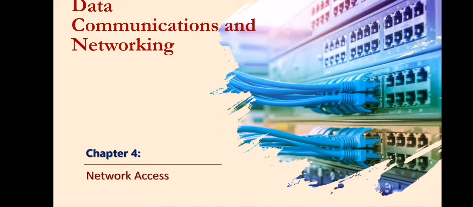Good day, everyone. The topic that I will be discussing today is network access. Now, there are seven layers in the Open Systems Interconnection model: the physical, data link, network, transport, session, presentation, and the application layer, as discussed in the previous lesson.